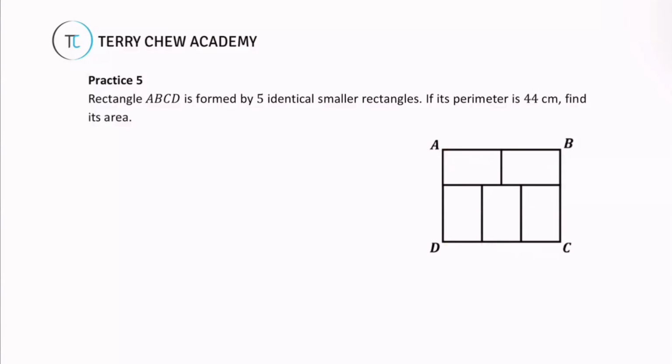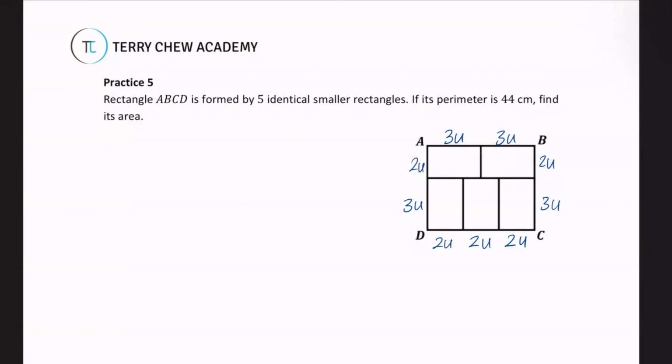Now, to make your calculation a bit easier, you can let this length be not 1 unit, but rather 2 units. Why 2 units? So that each of these lengths is 3 units. Each of the smaller rectangles is 3 units. Okay, so this one is 2 units, this one is 3 units, 2 units, 3 units. So you don't deal with decimals. That means you can find out the length and breadth of each of the smaller rectangles. And then from there, you can find out the area.